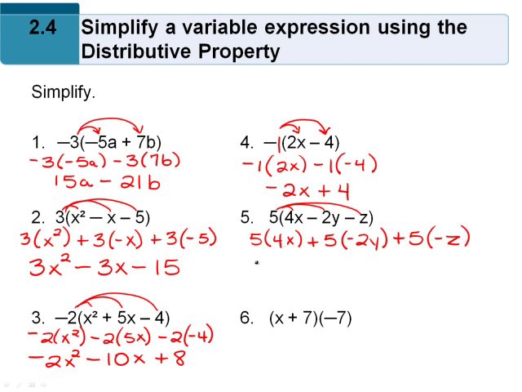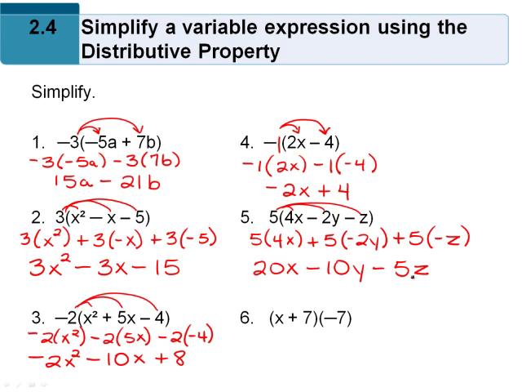5 times 4 is 20x. 5 times negative 2 is going to be a negative 10y. And then 5 times negative z, notice how I didn't put my sign down, is going to be a negative 5z. And those are all different terms. So that expression, 20x minus 10y minus 5z, that's the answer.